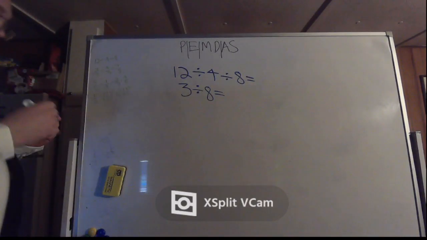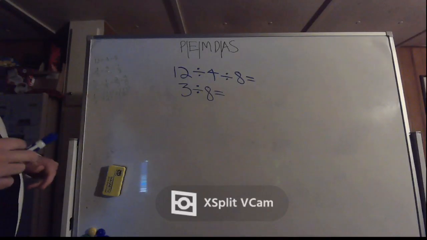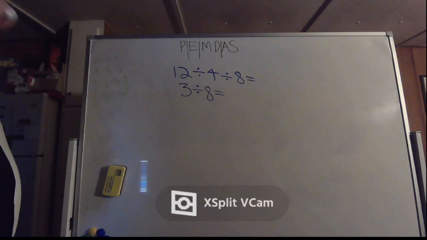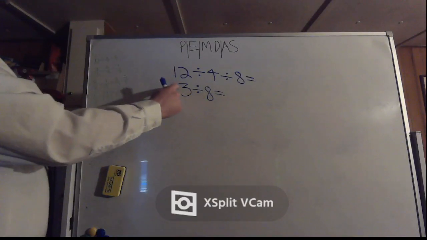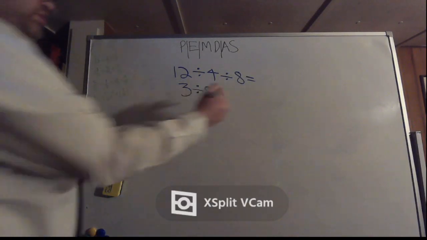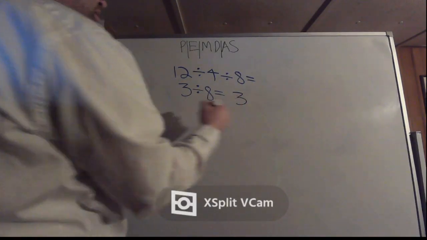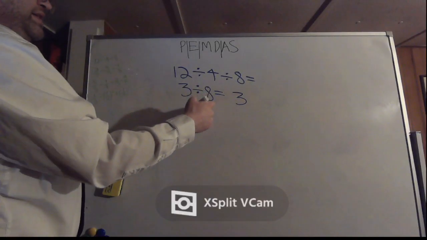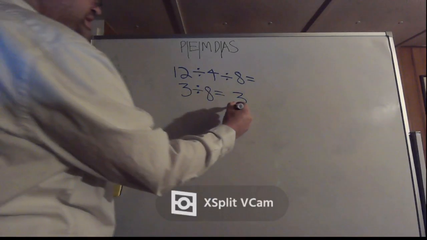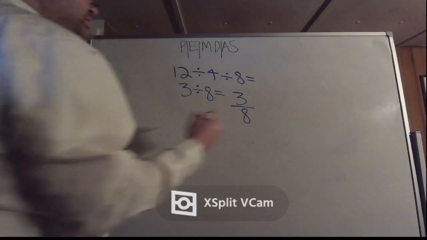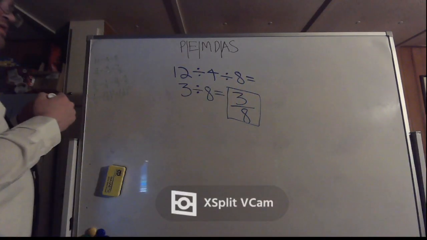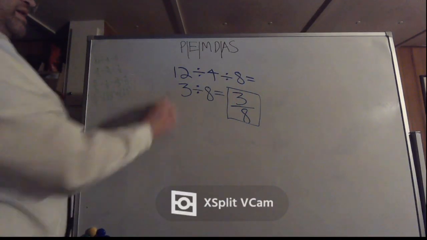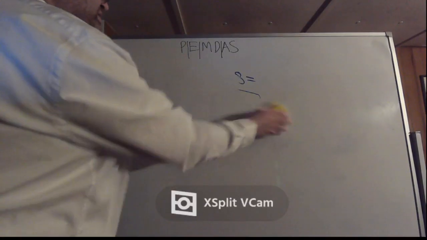Well, 3 divided by 8 does not come out to a nice even number. So what we have here is a fraction. The number you're dividing, that 3, is your numerator. The number you're dividing it by, the 8, that's your denominator. So your answer is going to be 3/8. That was easy enough to see too, I'm sure.